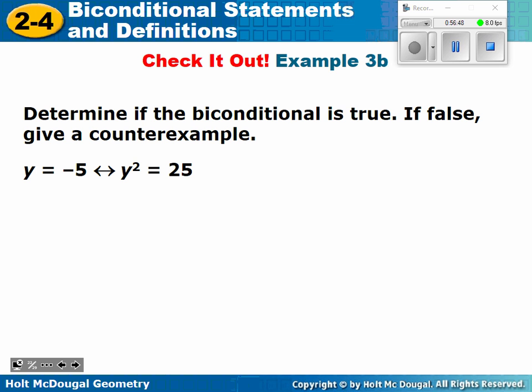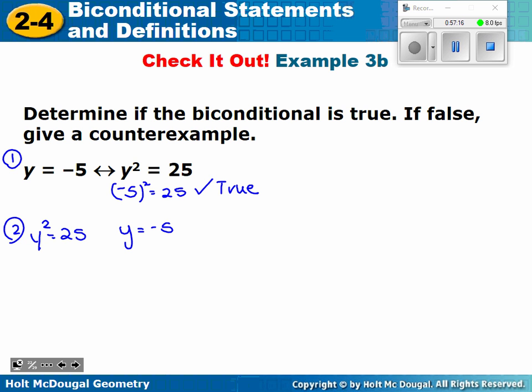Okay? All right. This one's the tricky one, so I want you to look at it really quickly with me. Determine if it's true. If false, give a counterexample. Okay, so first direction would be if y is negative 5, is negative 5 squared 25? Okay, so that's true, right? Okay, let's go the other direction. If y squared equals 25, does y have to equal negative 5? No. What could y be? Positive 5. So this is false, and your counterexample is y equals positive 5.